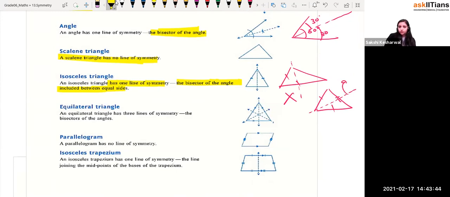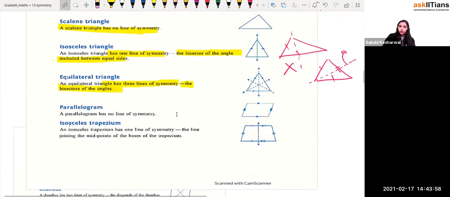Now let's talk about an equilateral triangle. An equilateral triangle has three lines of symmetry. So it's like this, and like this, right? So it has three lines of symmetry, the bisectors of all the angles, because an equilateral triangle means all the angles are equal and all the sides are equal, right?